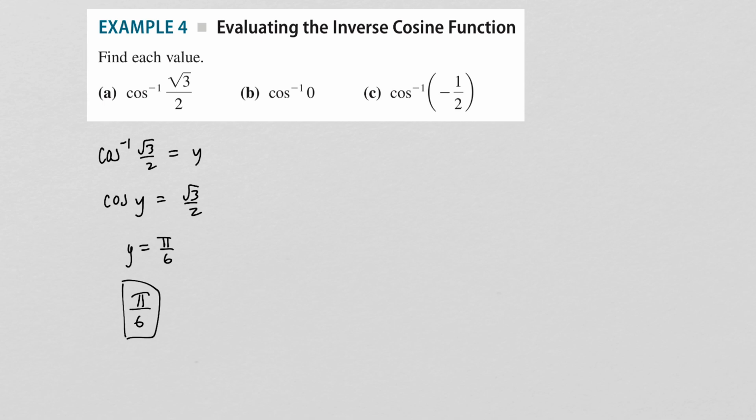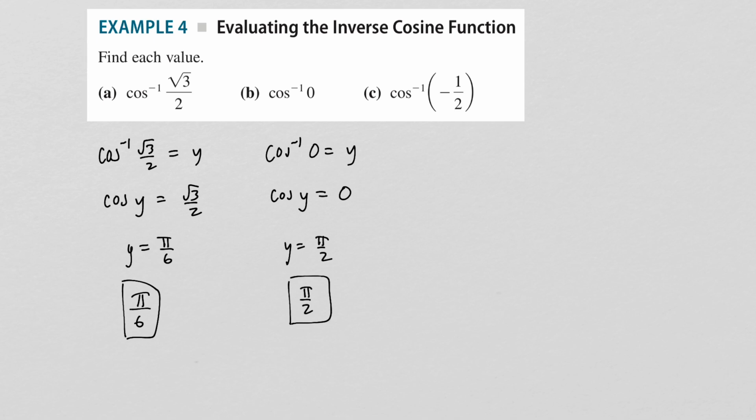Inverse cosine of 0 works very similarly. So if inverse cosine of 0 is equal to y, this means that cosine of y is equal to 0. And once again, the value of y has to be in between 0 and pi. So what is the angle between 0 and pi for which cosine is 0? Well, we should know that angle is pi over 2. So the answer here would be pi over 2.